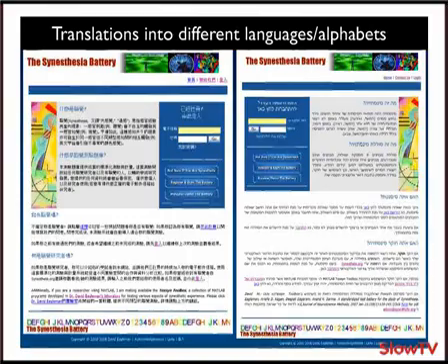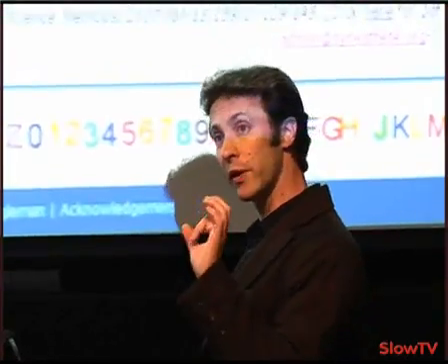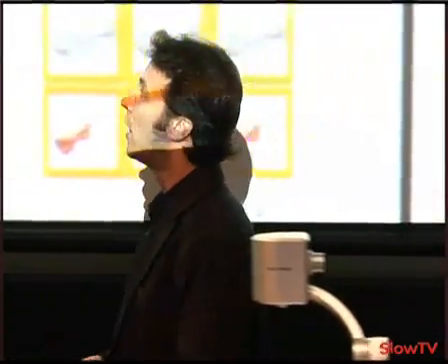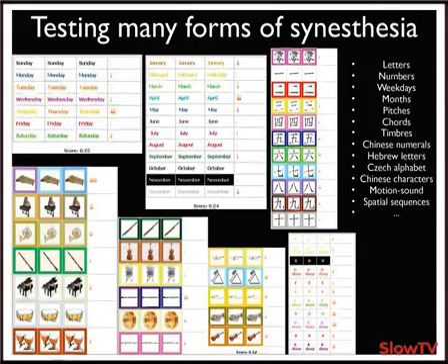We've now translated the battery into many different languages, including Chinese and Hebrew, as well as a whole bunch of European languages. And this way we can find out what's going on not only in French and Spanish and German, but also in different alphabetic systems, and I'll touch on that a little bit. So what we have at this point is the ability to test all sorts of different forms of synesthesia, and what we have now is about 18 different sorts of tests.